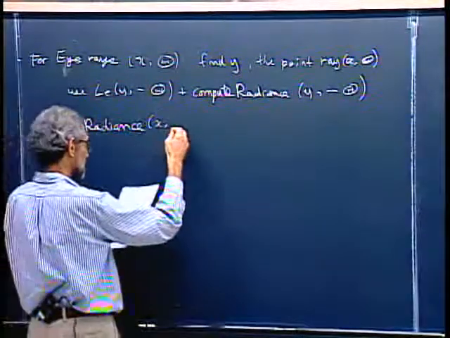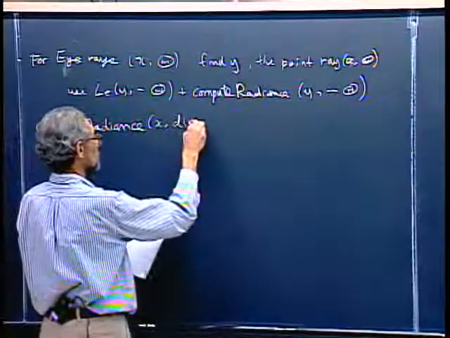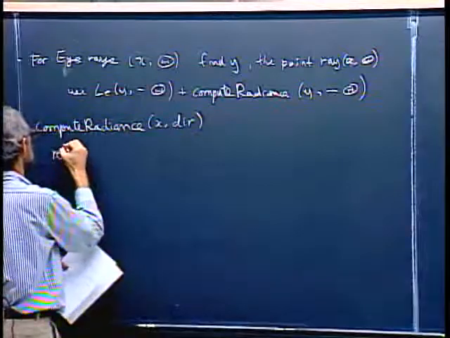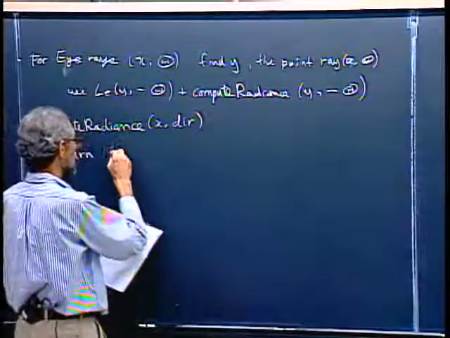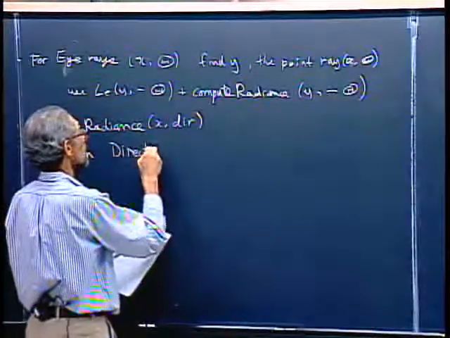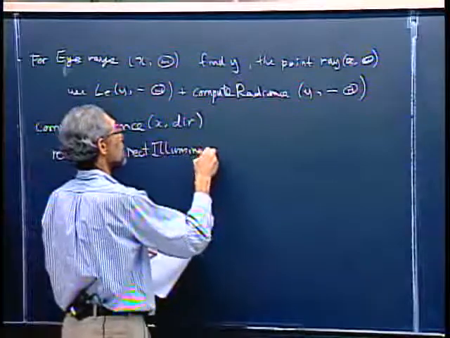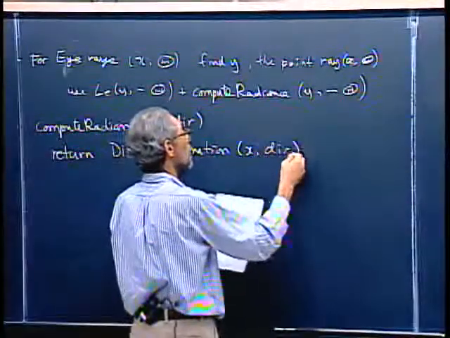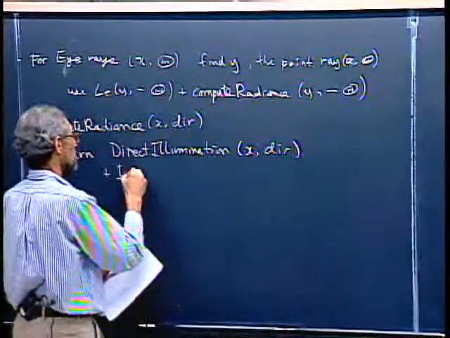Say X, direction. And so for that, you're going to return direct illumination at X there, plus indirect illumination.